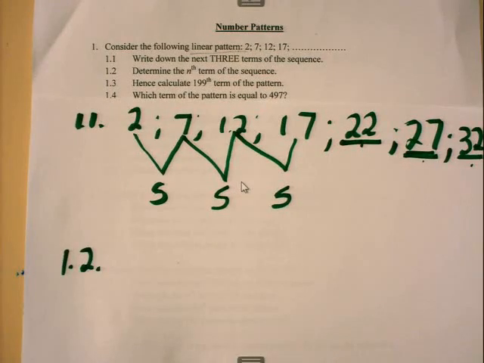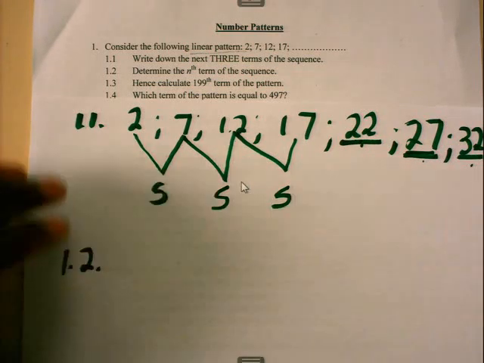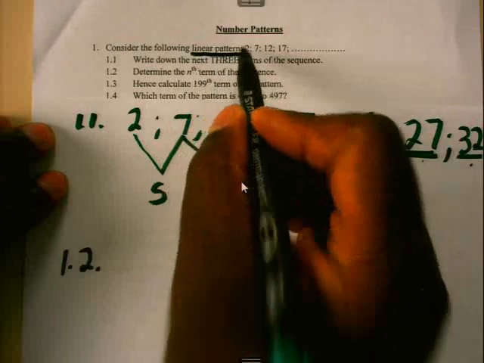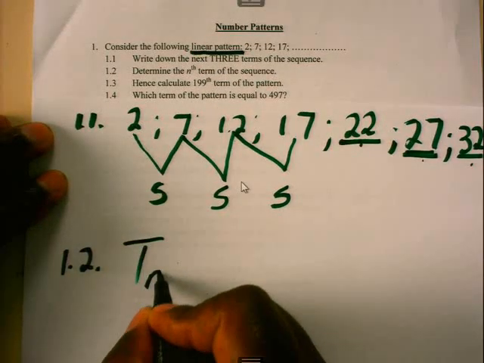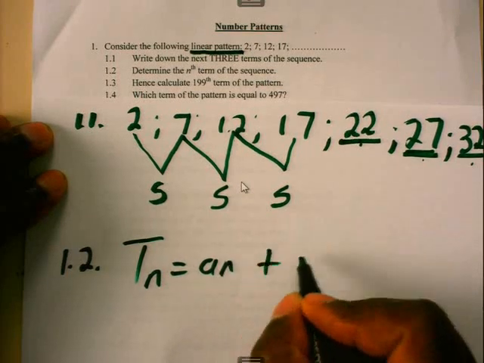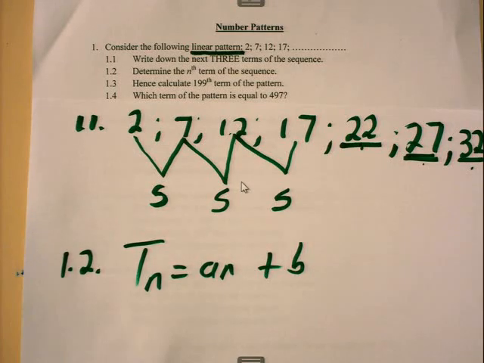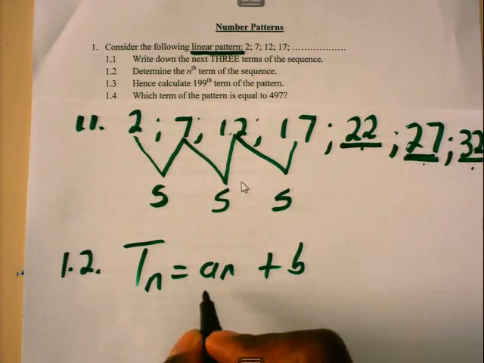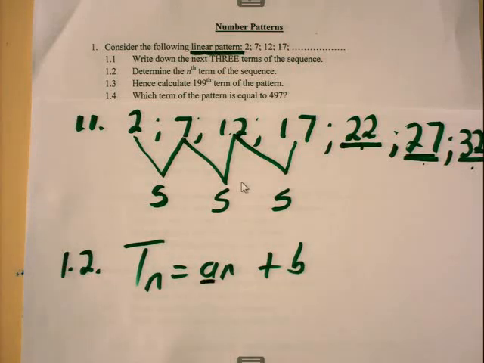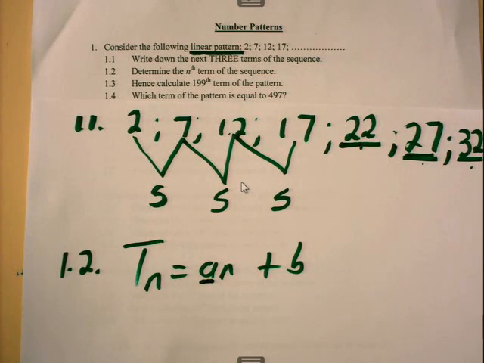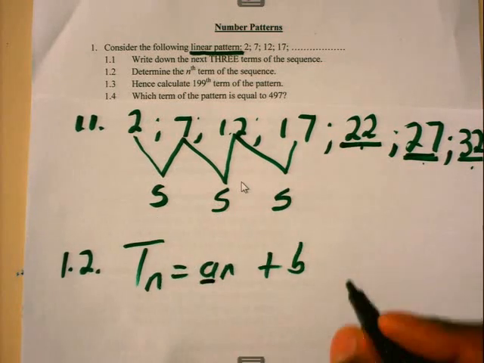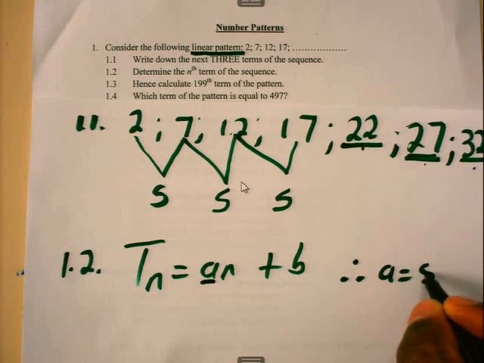1.2 states, determine the nth term of the sequence. Remember, this is a linear number pattern. A linear number pattern is given by Tn equals an plus b. What does this a represent? A represents the common difference. In this case, our common difference was 5. This means that a is equal to 5.